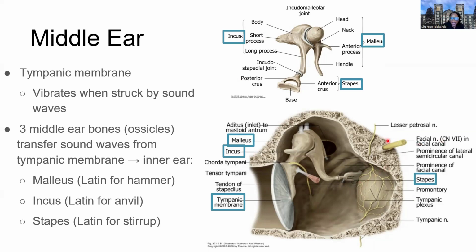Now, looking more closely at the shape of these middle ear bones, we have the malleus, which is shaped like a hammer, the incus, which is shaped like an anvil, and then the stapes, which is shaped like a stirrup, right? Kind of the strap you put your foot in, or the stirrup.